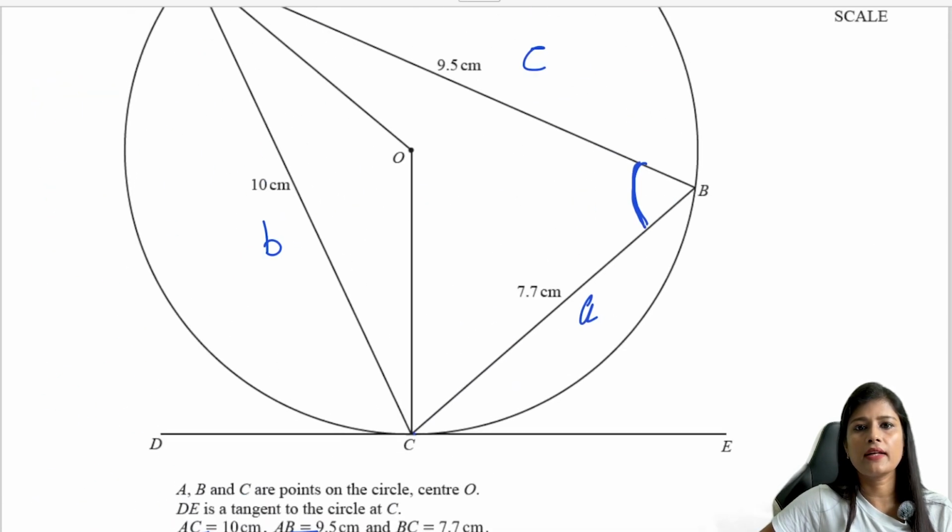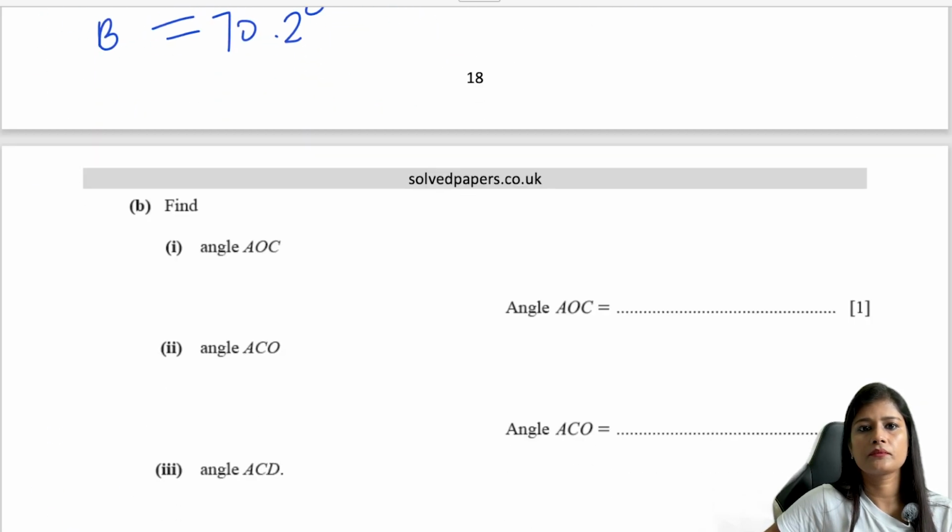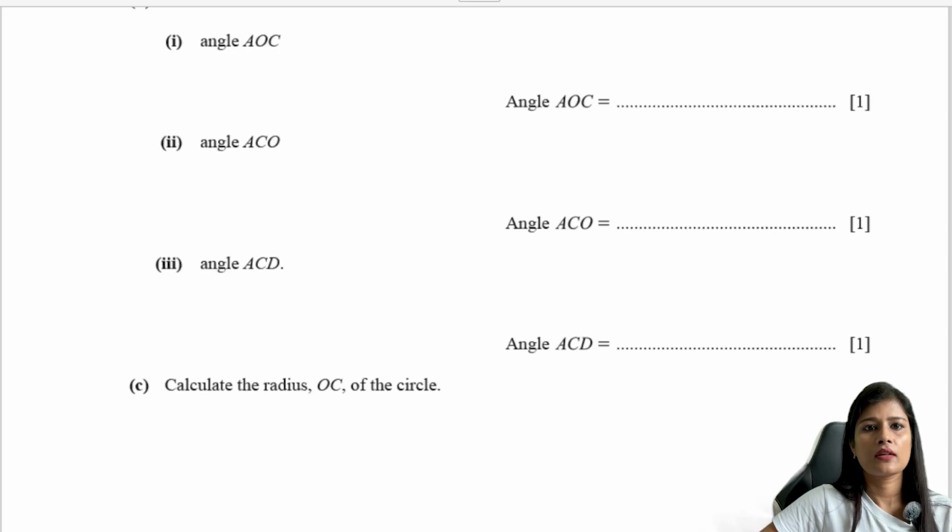Now find the angle AOC. Angle AOC. So we know that the angle at the center is just double of the angle at the circumference. So angle AOC will be 2 times of 70.2. So that will be 140.4 degrees.